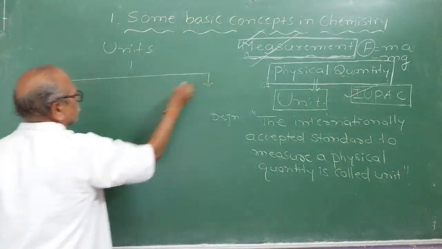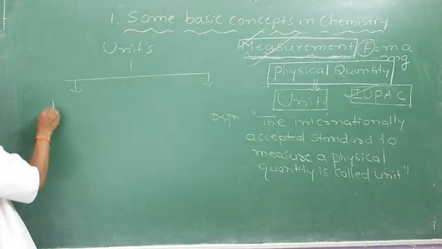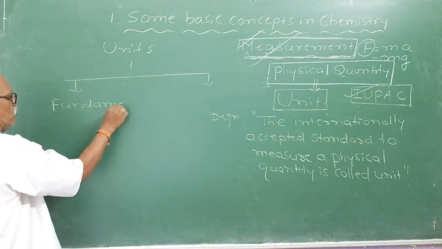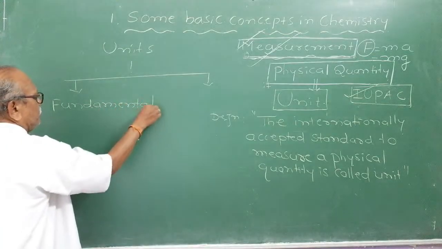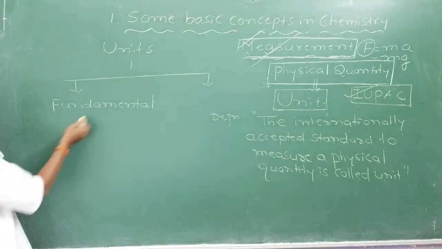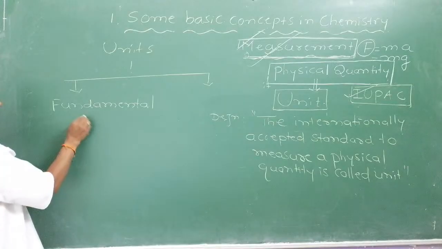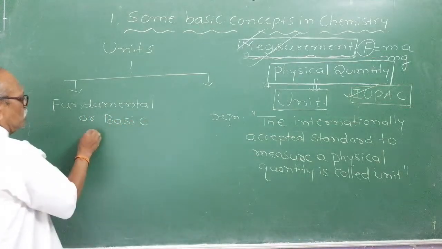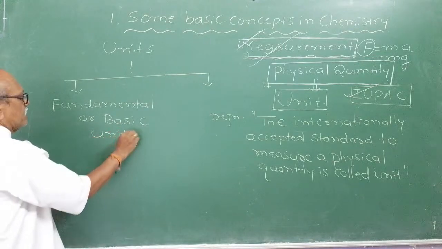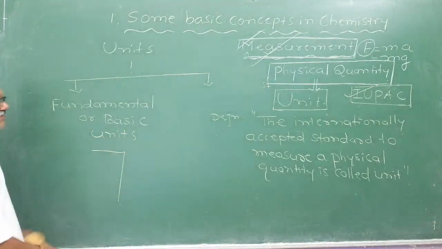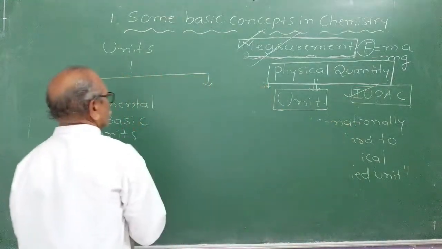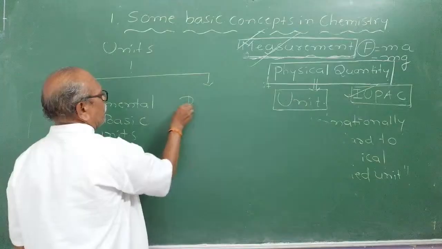One is called fundamental or basic units. Already you must have studied them in physics. Even in chemistry also, it is kept: fundamental or basic units. As you know, how many basic units are there? 7, right? I will talk about them in the next class. Okay. And derived units.